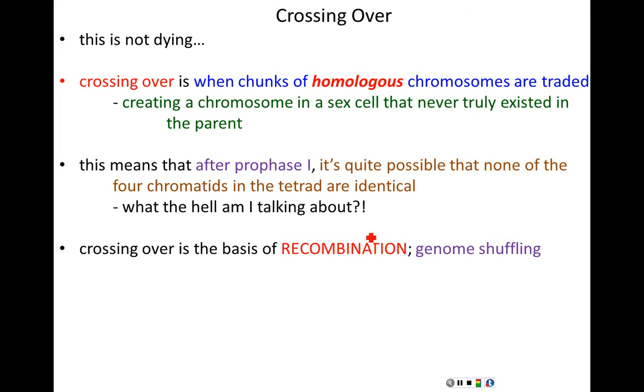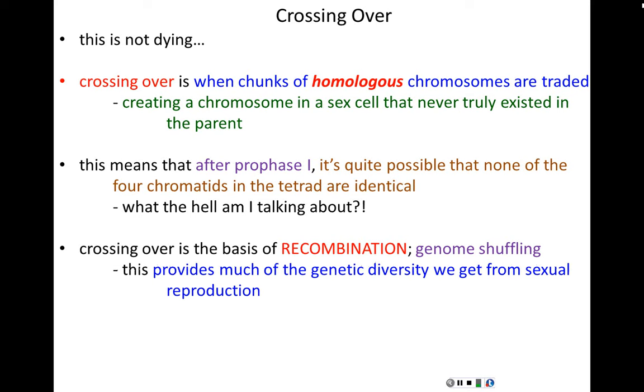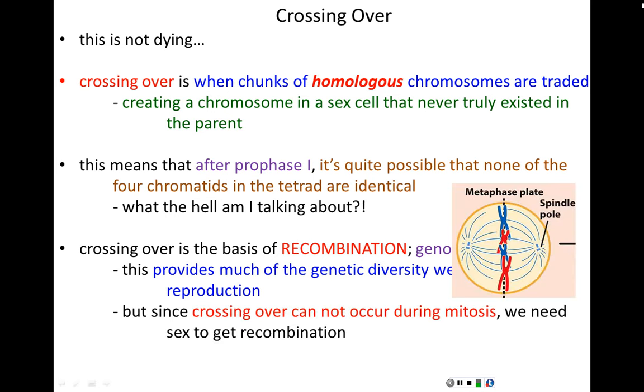Crossing over is the basis of recombination, recombining chromosomes into new combinations. We also refer to this as genome shuffling for obvious reasons. Crossing over provides much of the genetic diversity we get from sexual reproduction because we take existing genomes, like the one that I have in me, and recombine them in new configurations that are novel to any child that comes after me. But crossing over can't occur in mitosis.